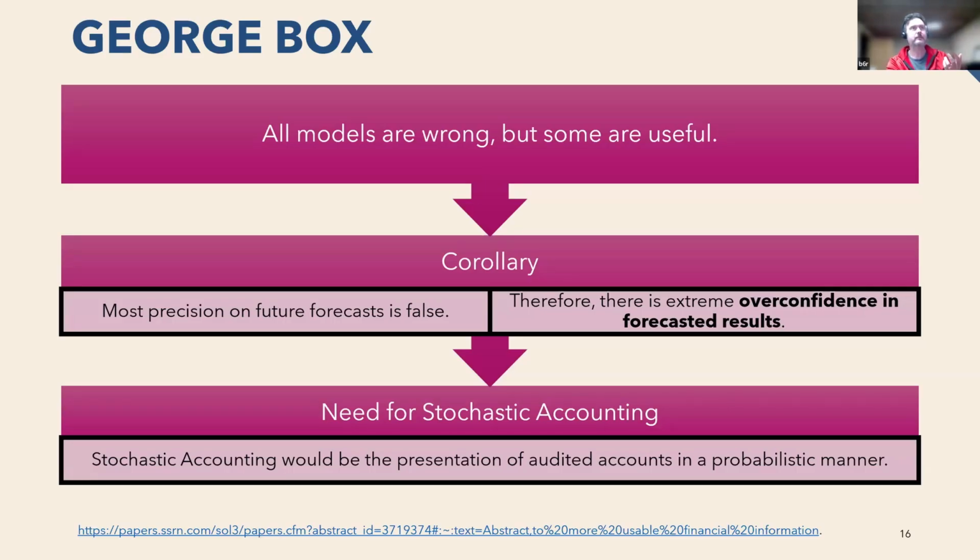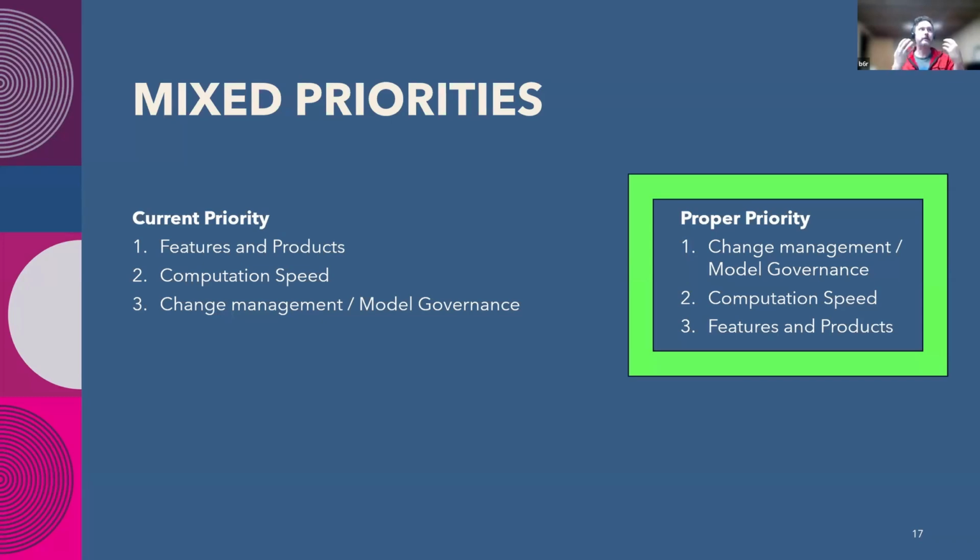So that creates a huge problem. That means we have mixed priorities. Everybody is focusing on features and products first because they want to model all the fine minutiae of everything to get this false precision. And then they want to get to that false precision really fast. And then we worry about how we're going to handle change, model, and governance. That is completely wrong. We should do the priorities exactly the opposite way.